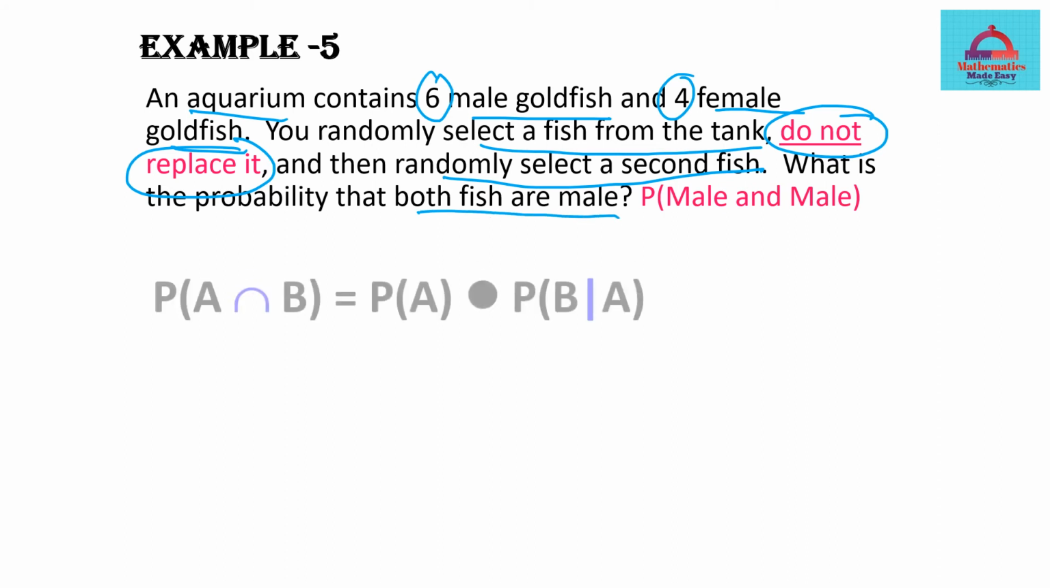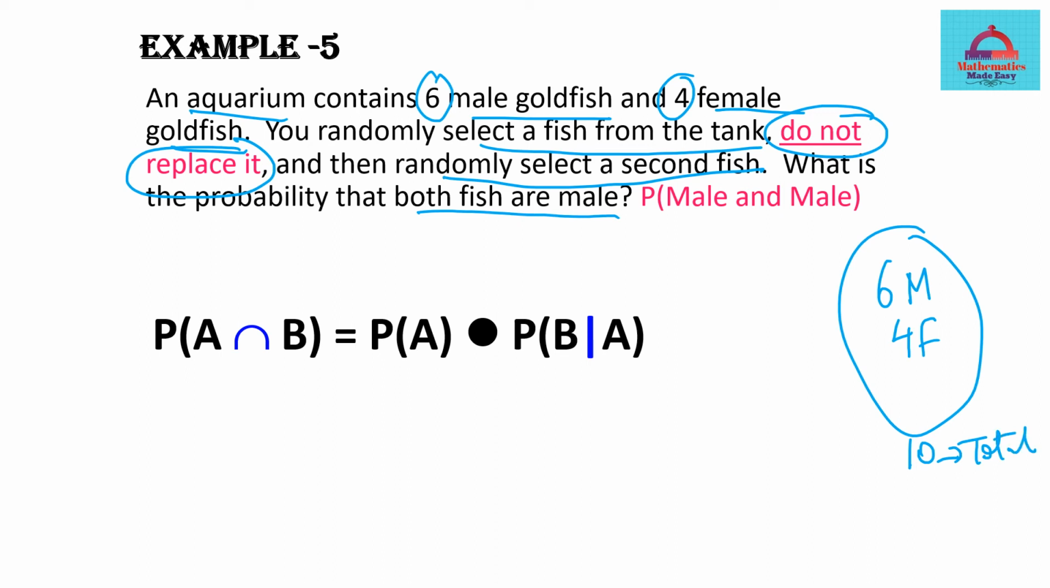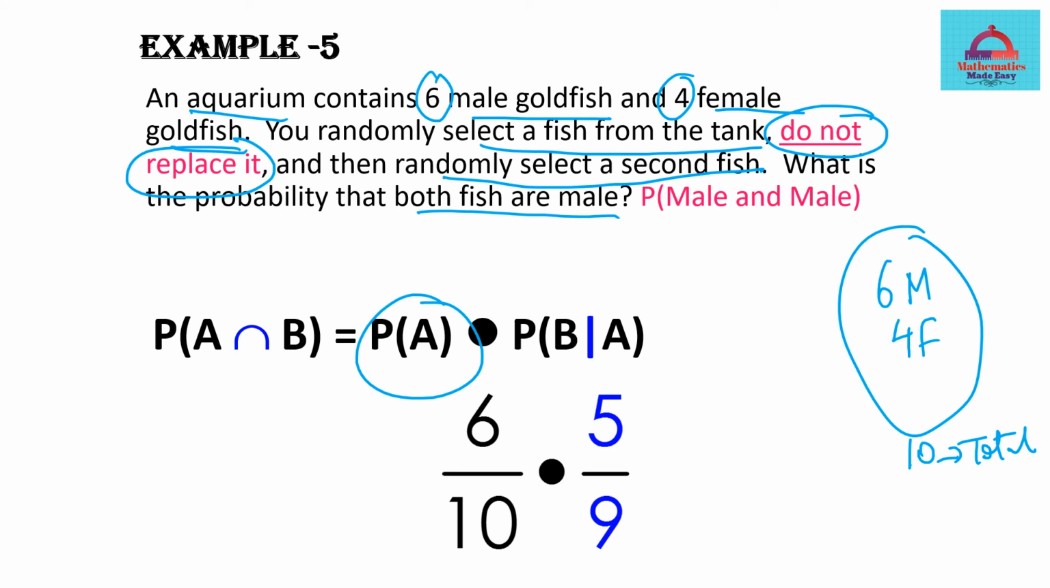That means in the first draw also you get the male fish, in the second draw also you get the male fish. Very, very easy. Let's draw a rough diagram. 6 male fish, 4 female. So total is 10. First draw, you want the male fish. That's the first probability. So 6 over 10, pretty easy.